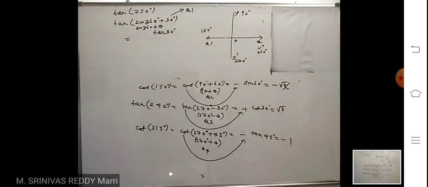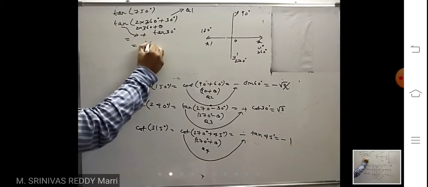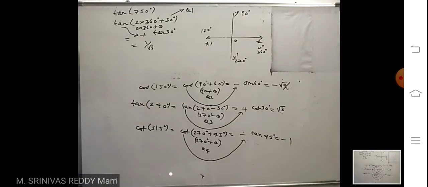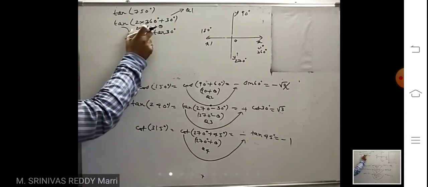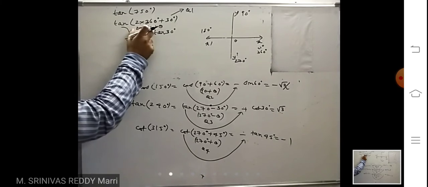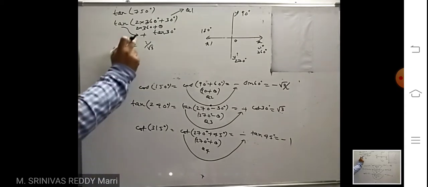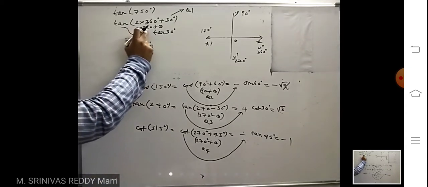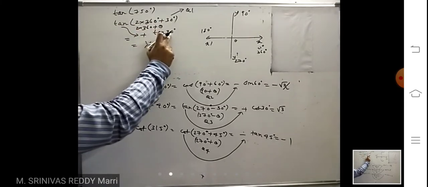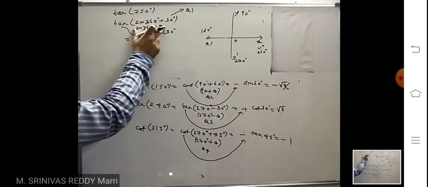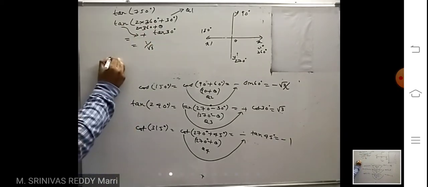This angle is in quadrant 1. In quadrant 1 tan is what? Plus 1 by root 3. Like that, if a bigger angle is there, you write multiples of 360 plus theta, multiples of 360 minus theta. Then look at, this is 2 into 360 plus theta. Tan will remain the same. You write tan theta first, and then see in which quadrant theta lies. In that quadrant tan is what? Positive. Suppose you take another example.